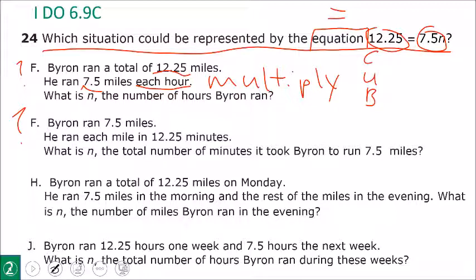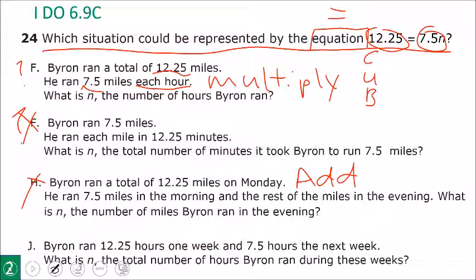Okay, so each mile is 7.25 miles. What is N? The number of minutes it took Byron to run 7.5 miles. So I'm going to trash it. Byron ran a total of 12.25 miles on Monday. He ran 7.5 miles in the morning, the rest in the evening. Well, this is kind of like addition. This is add. That's really not what we need. It's junk. Throw it away.